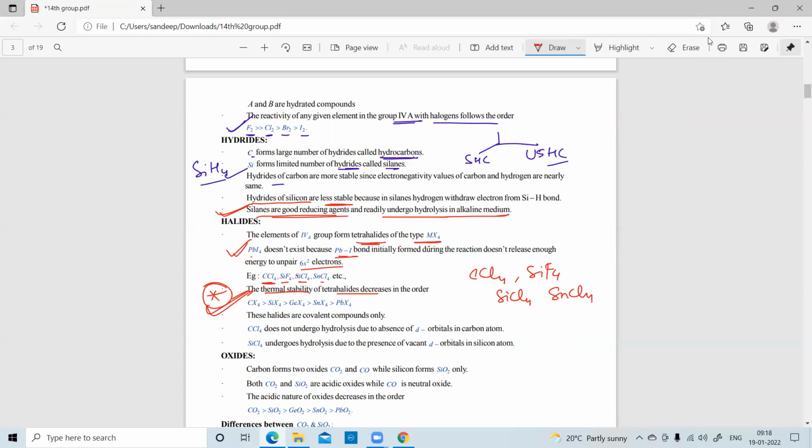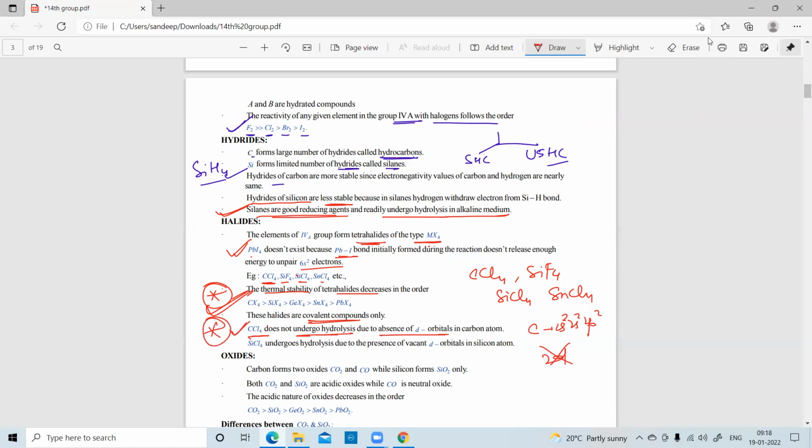These halides are covalent compounds only, so they are covalent in nature. CCl4 does not undergo hydrolysis because carbon is 1s2, 2s2, 2p2. There is no 2d, so there is an absence of vacant d orbital. So CCl4 will not undergo hydrolysis.